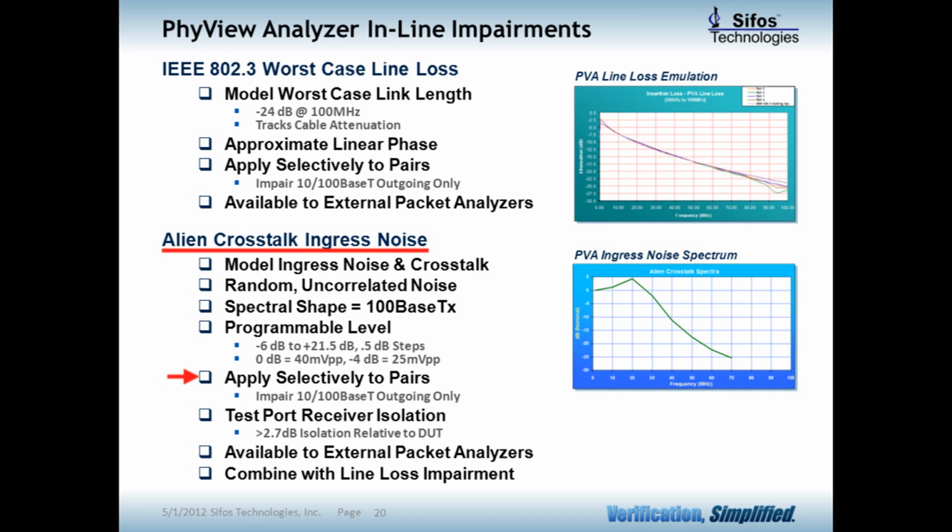The noise impairment can be applied to all four pairs or can be applied selectively to the outgoing 10, 100 base T pairs. Internally, the PhyView analyzer receiver is buffered by 2.7 dB from this impairment, meaning that during 1000 base T testing, the device under test experiences a higher magnitude impairment than the local test receiver. As with the line loss impairment, the ingress noise impairment is available to the external packet analyzers and may be combined with the line loss impairment in order to fully model worst-case IEEE 802.3 and beyond link conditions.